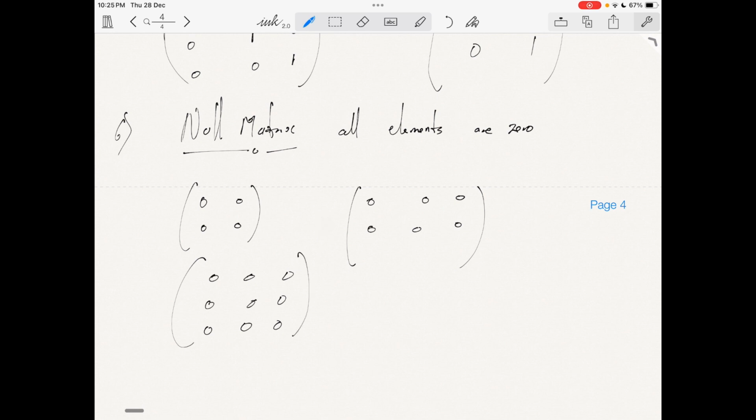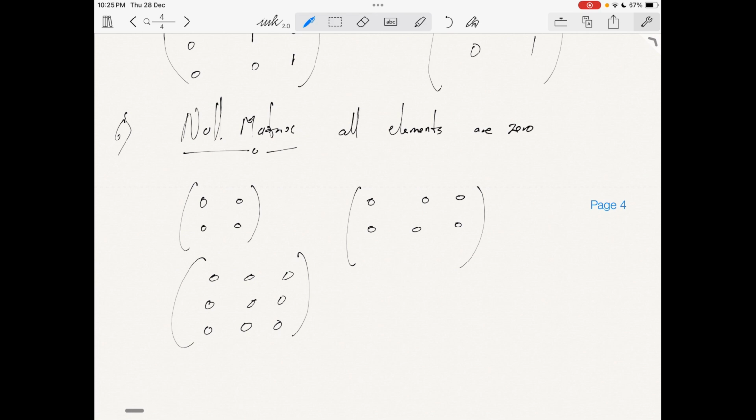So therefore we can say that the product of a null matrix with another matrix is 0, but we are yet to come to product of matrices. So in our next video we will be talking about addition and subtraction of matrices, including multiplication of matrices.